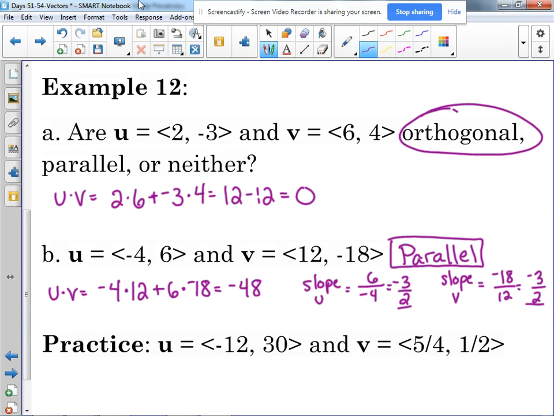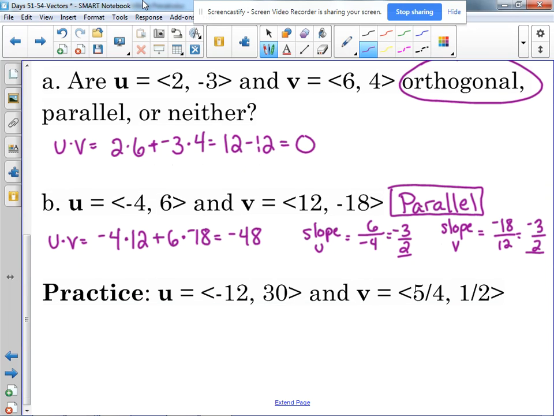Okay, so this is just slightly different than true parallel lines because these vectors have direction to them. So you could have a positive and a negative and they still be parallel as long as they're the same number. Okay. Do that practice problem and then you can do the rest of the problems there.